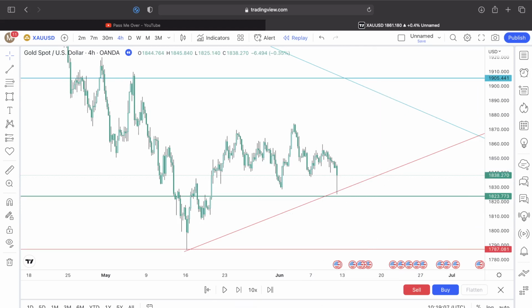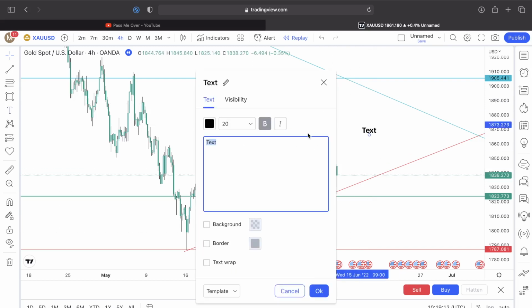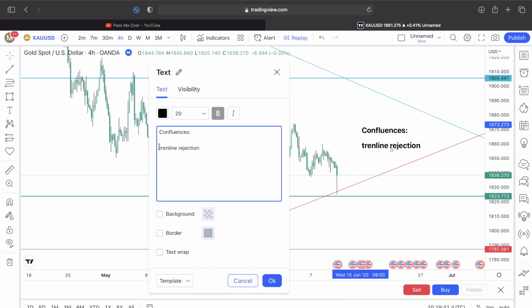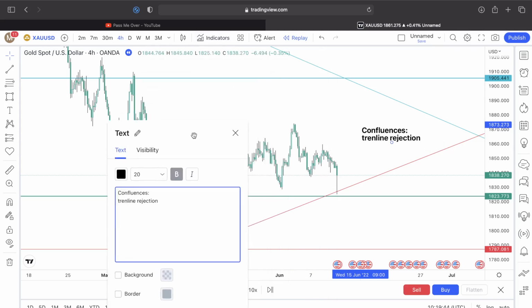Okay, sorry, I'm just going to draw up. Rejection. Then trend line. Okay, on that trend line, rejection. Okay. That's number 1, the trend line rejection there. Okay, so that tells us it's going to go up, yeah.